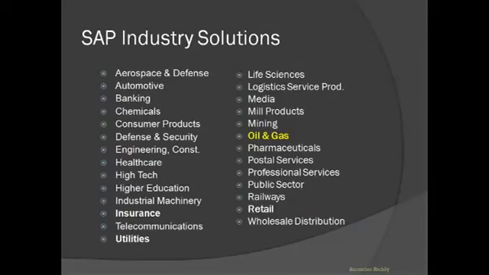SAP IS domains. These are the IS domains nowadays in the market. SAP IS aerospace, IS automotive, IS banking, IS chemicals, consumer products. For each and every industry, there is an IS solution, a SAP solution. For insurance, utilities, oil and gas, railway, whatever, you name it, they're having the IS domain. So in these domains, we can fit the particular business scenarios of the particular industries.